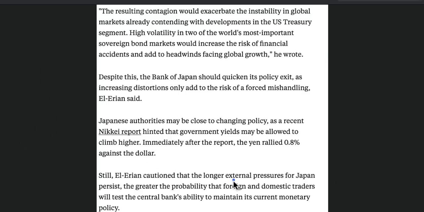Still, the yen is a caution: the longer external pressures from Japan persist, the greater the probability that foreign and domestic traders will test the central bank's ability to maintain its current monetary policy.